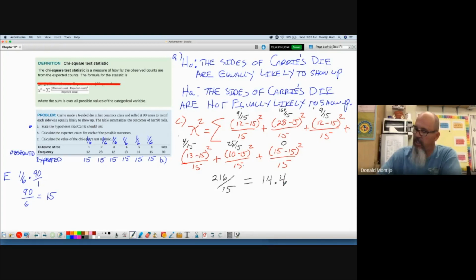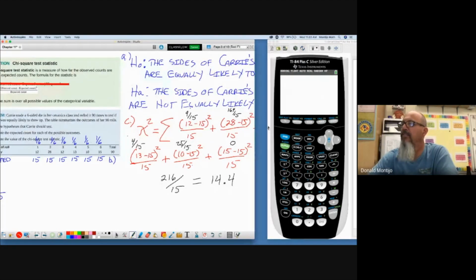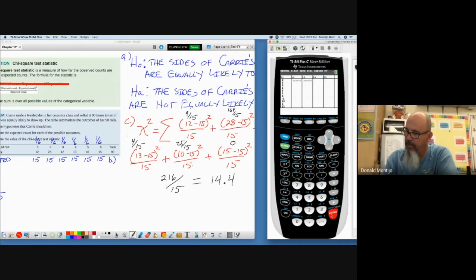Now, that's a lot of work, especially if we have more than 6 data points. Let's take a look at a way that we could do this easily in the calculator. Our lists are going to be our best friend in here. Our lists are going to make things so much easier. So remember lists, we go to Stat, Edit. I'm going to clear out this list, and L1 is going to equal my observed.